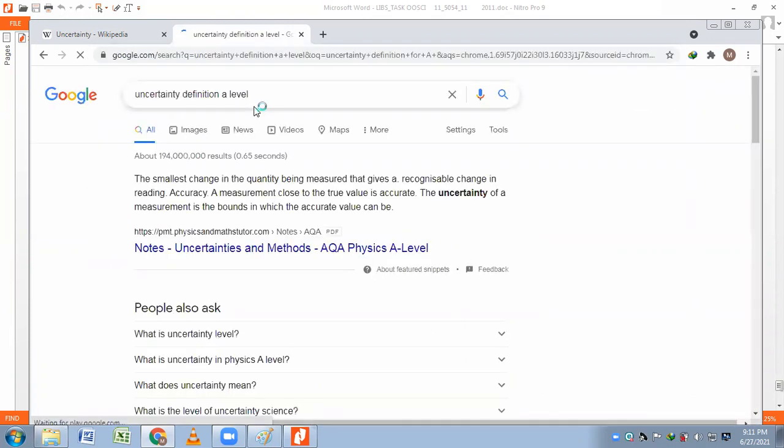That should give us a more precise. The smallest change in the quantity being measured that gives a recognizable change in reading. The uncertainty of a measurement is the bounds in which the accurate value can be.